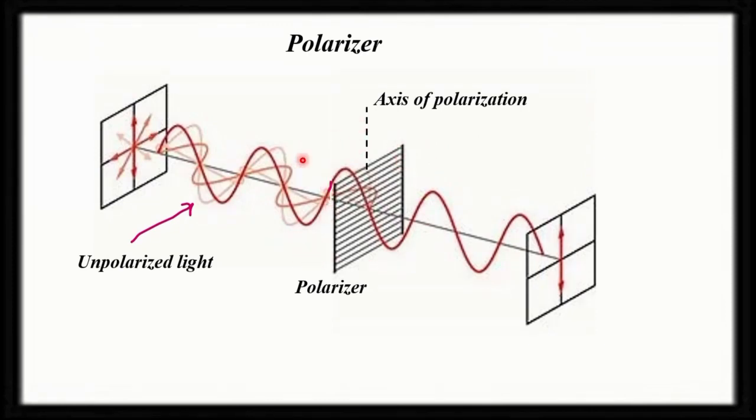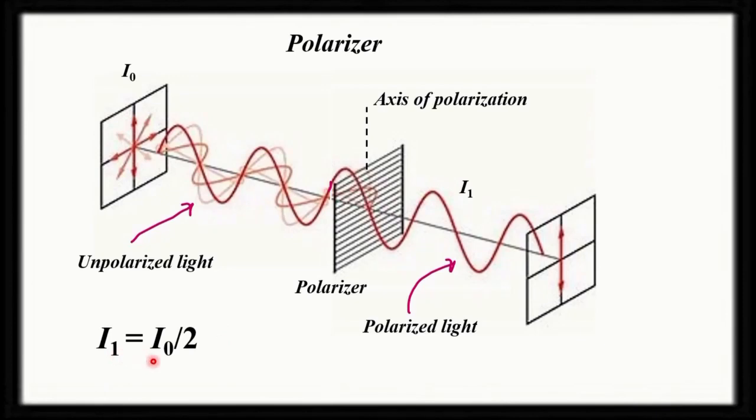So we have unpolarized light before the polarizer, and we have polarized light after the polarizer, and we know the direction of polarization. If the intensity of unpolarized light is I0 and the intensity of polarized light is I1, then the relation between these two intensities is very simple. I1 is equal to I0 over 2.